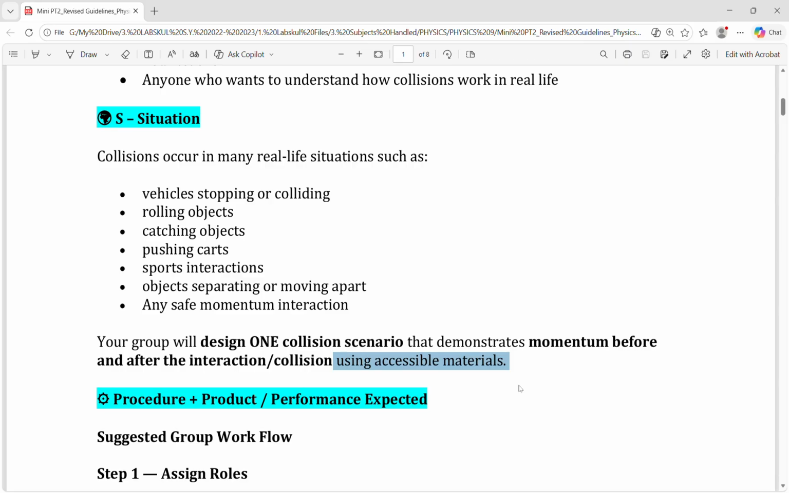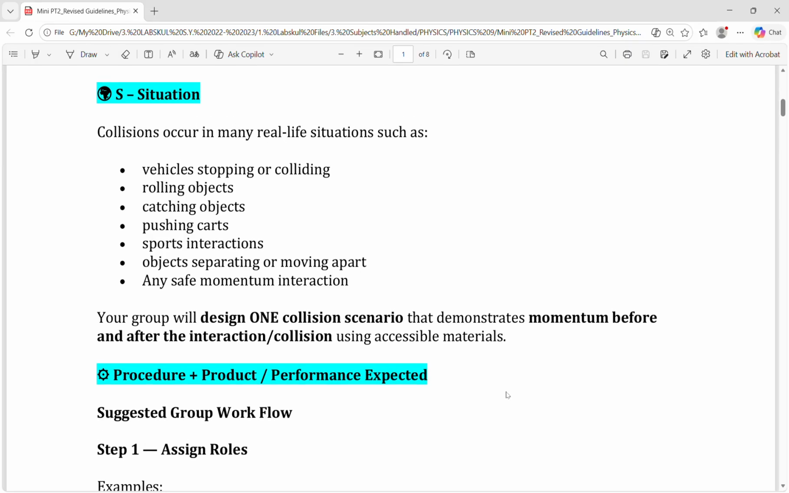In the other groups, Shirel's group has toy cars they prepared, which are available, maybe toys of their younger sibling. Marie's group identified a simulation app they will use to showcase the scenario they want to show. So far, those are the accomplishments of the other groups earlier. That is what you will work on. Just design one collision scenario.